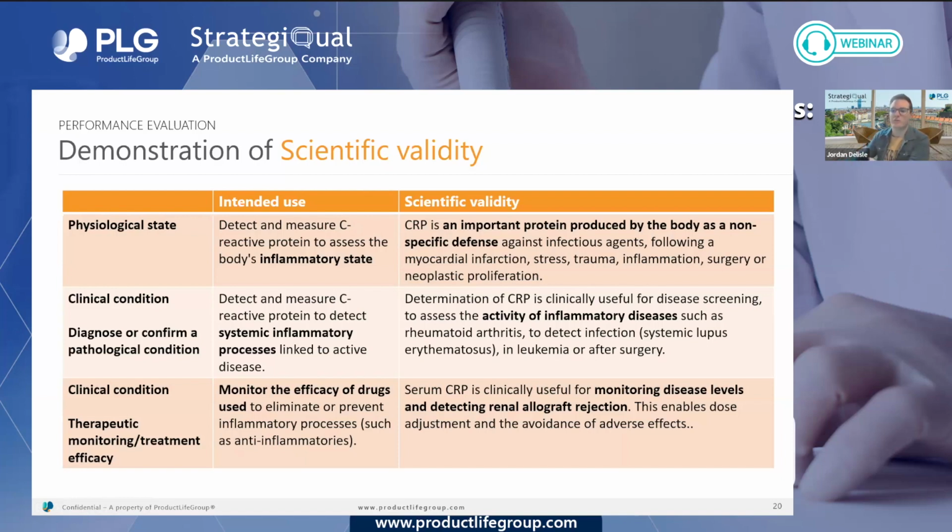And the last example, let's imagine a third device whose claim would be to enable monitoring of CRP levels in patients treated with anti-inflammatory drugs to reduce the inflammatory state and hence the CRP levels. The manufacturer would have to provide proof that CRP levels are a good indicator of treatment efficacy, and that they enable the physician to adjust the drug dose. So as we can see, the evidence required to demonstrate the scientific validity of a device differs according to the manufacturer's claims for the device.